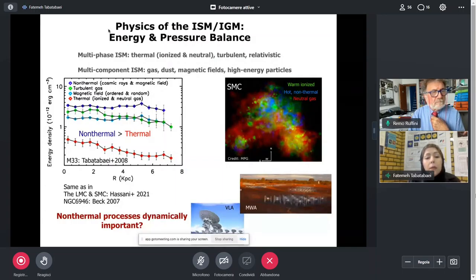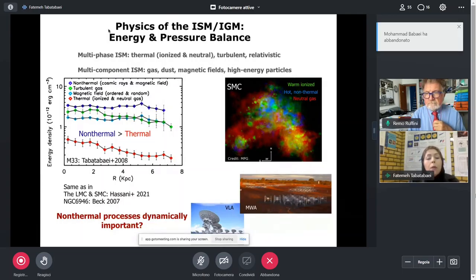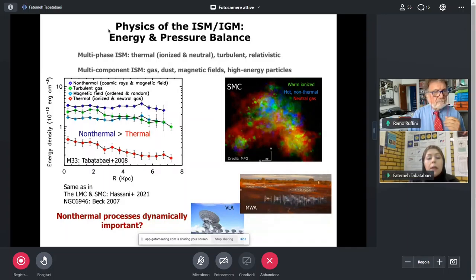Radio studies in nearby galaxies show that the non-thermal pressure, which is based on the cosmic rays and magnetic field, can be higher than the thermal pressure in normal star-forming galaxies by more than one order of magnitude. This has been observed in M33, the Magellanic Clouds, and NGC 6946. So does this mean that the cosmic rays and magnetic fields can trigger feedback, for instance, winds and outflows?